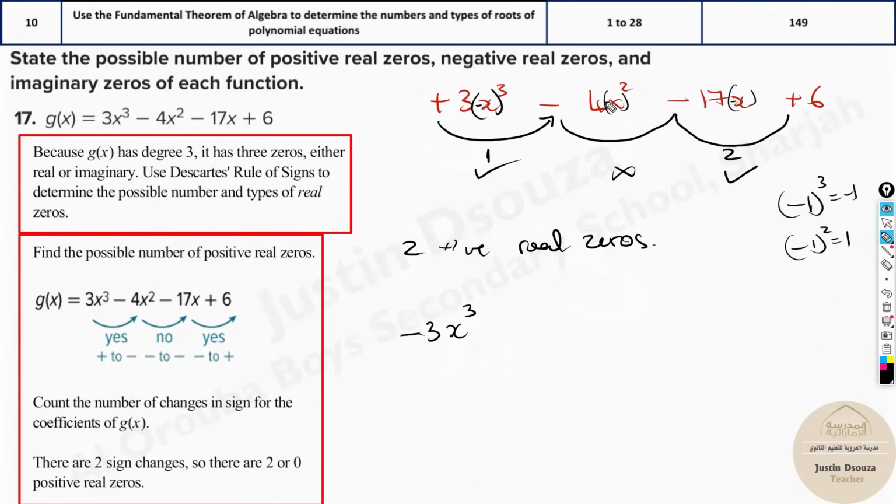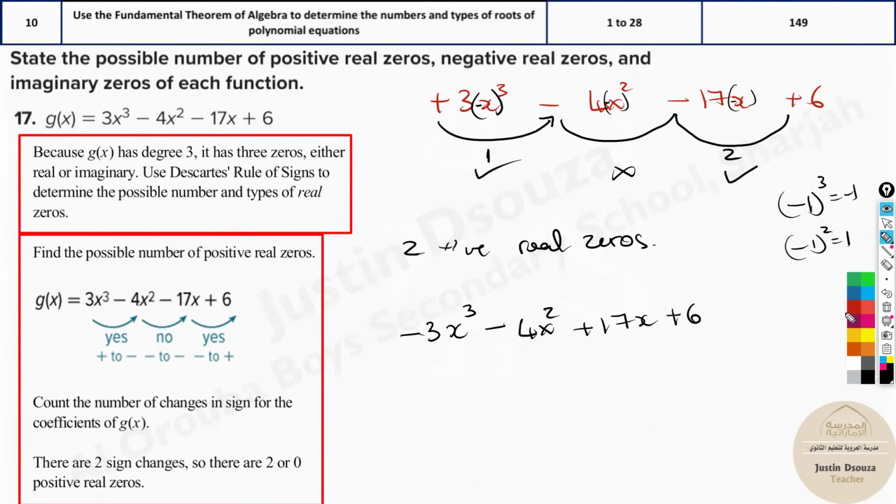Now what about this? It's squared, so this minus sign dissolves. It will just be whatever was there, 4x squared. Now here, there's no power, so the minus sign will be multiplied with this minus and becomes plus 17x. And lastly, we have plus 6.